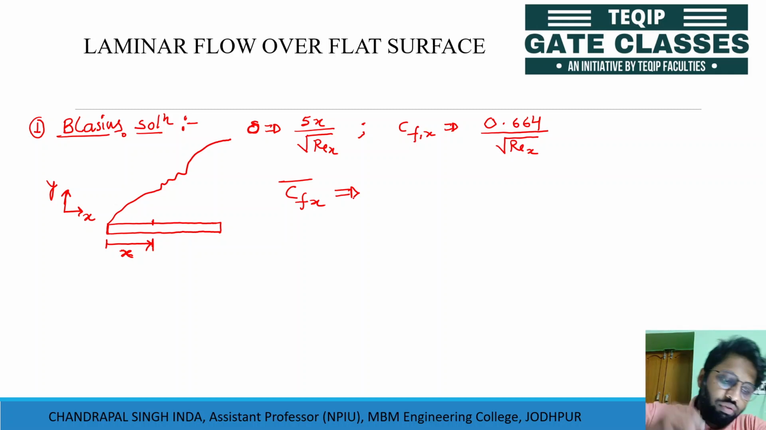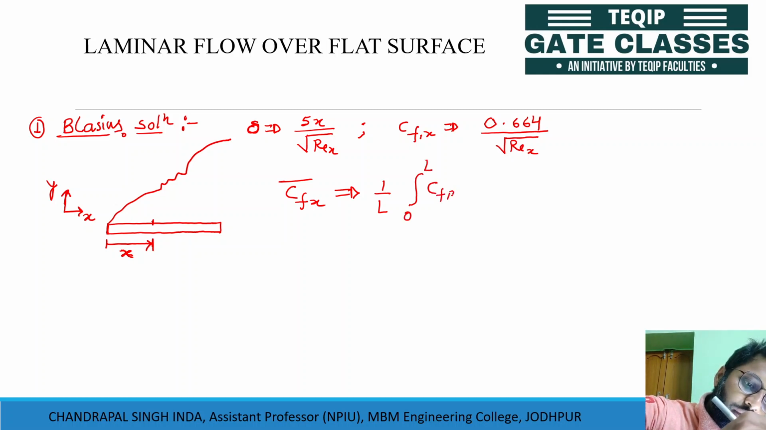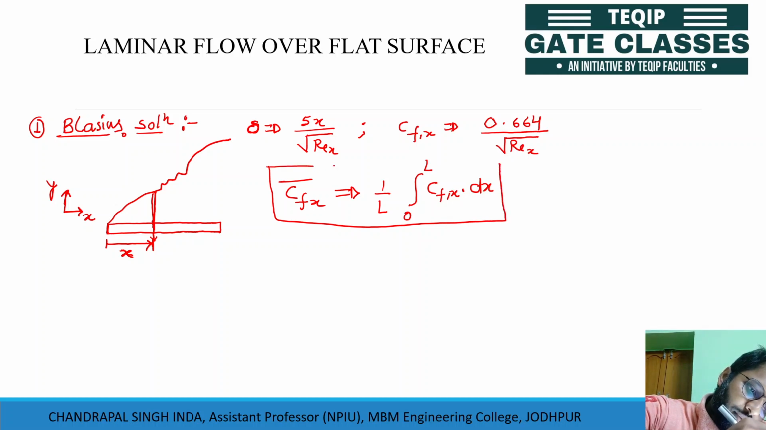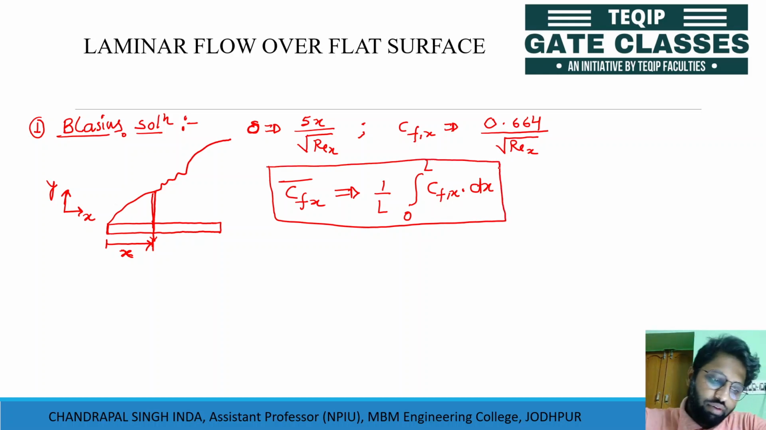So we can find the value of the average skin friction coefficient, and that is given by this formula: 1 by L, integration 0 to L, Cfx dx. So if we have the value of the local skin friction coefficient at that point, we can find the value of the average skin friction coefficient at that section by using this formula.